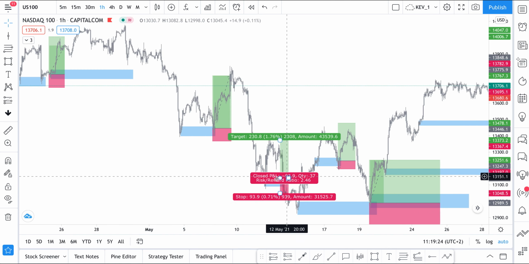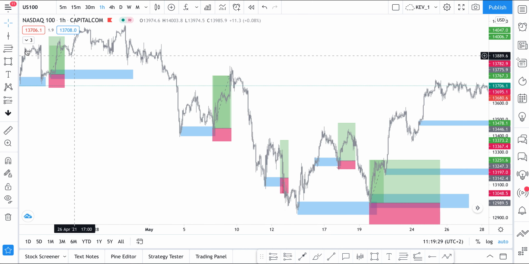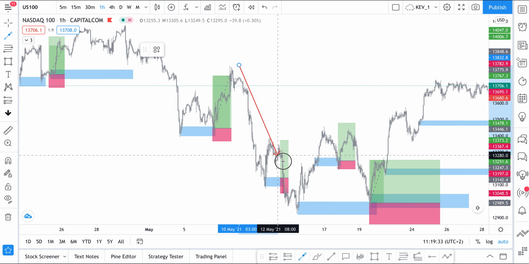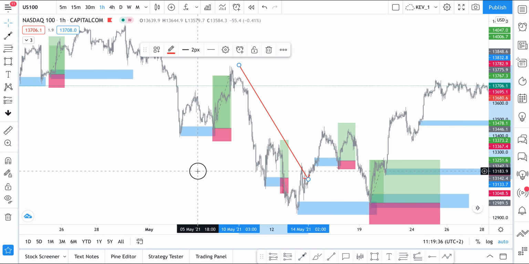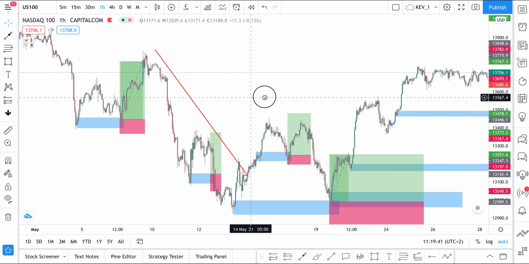So that you already know, like you see, this one didn't work out, it came down. The reason why it didn't work out is because we were already on a downtrend. And when you're on a downtrend, like I said, you look for sell opportunities. On an uptrend, you look for buy opportunities.